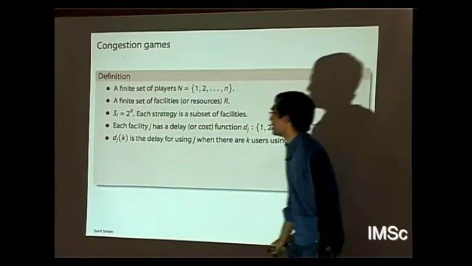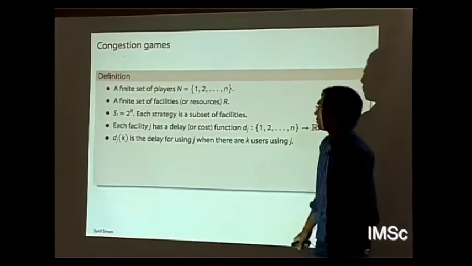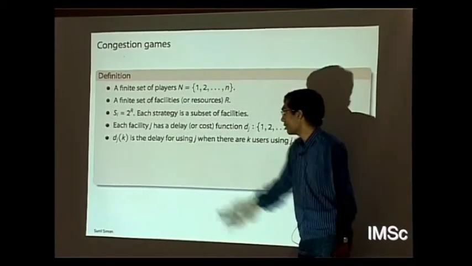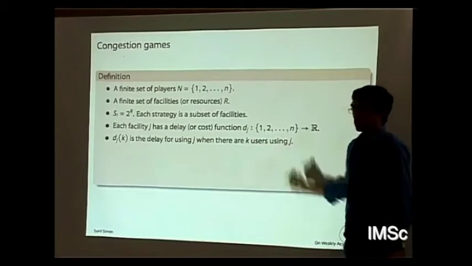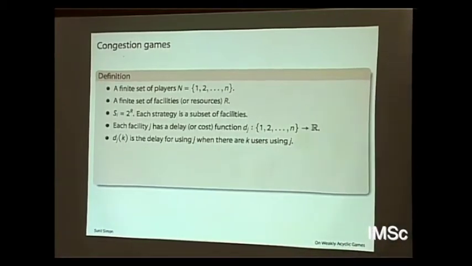The idea is that dj of k is the delay for using this facility or this resource j when there are k users using j. So if there are k number of users using, let's say, a road segment, then what is the delay that you experience? That's dj of k.